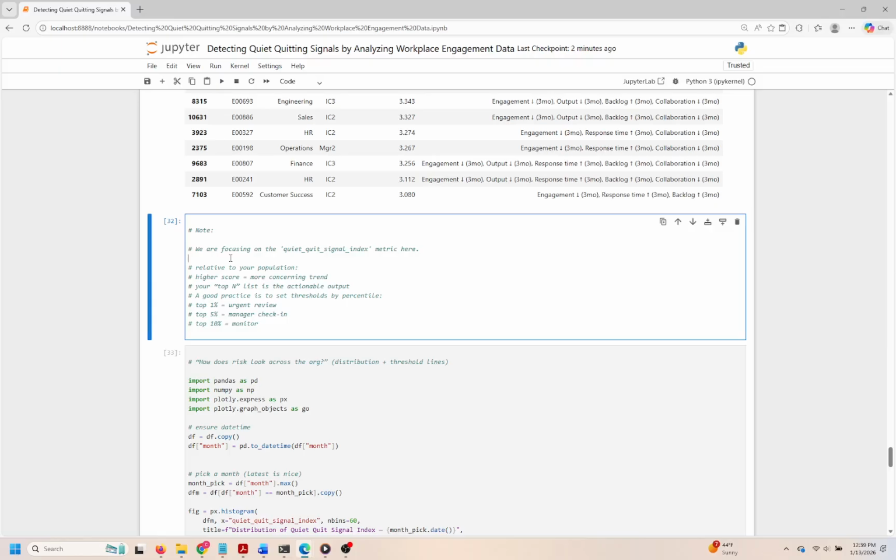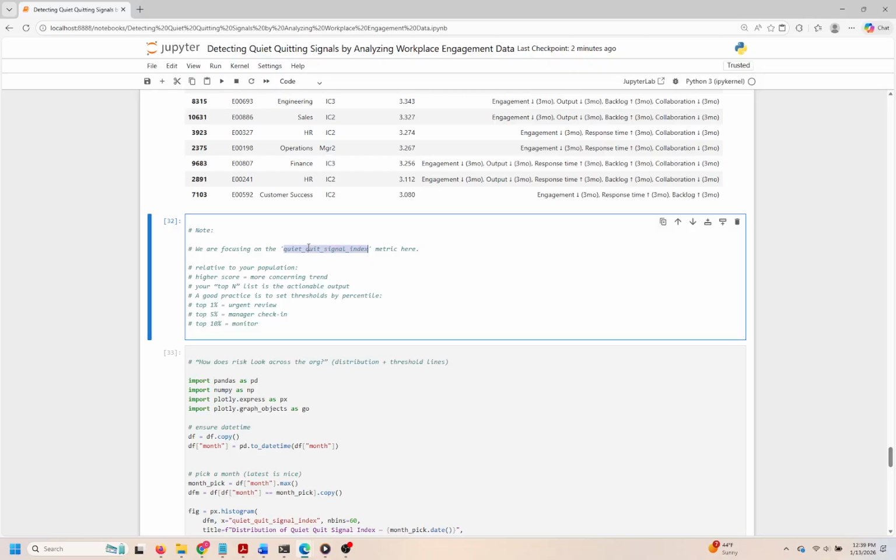Cell 14. In this cell, we dive into an important metric known as the Quiet Quit Signal Index. Understanding this index is essential because it provides insights into employee engagement trends within an organization, helping leaders identify which individuals may be disengaging or quiet quitting. Essentially, we're aiming to quantify how concerning these trends are relative to the entire population being assessed.